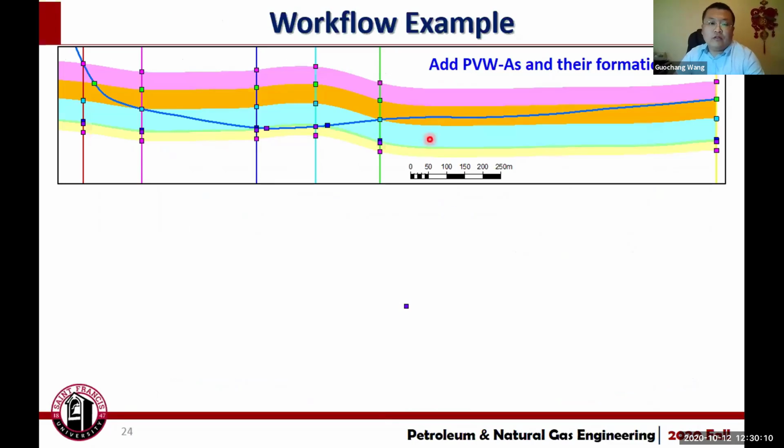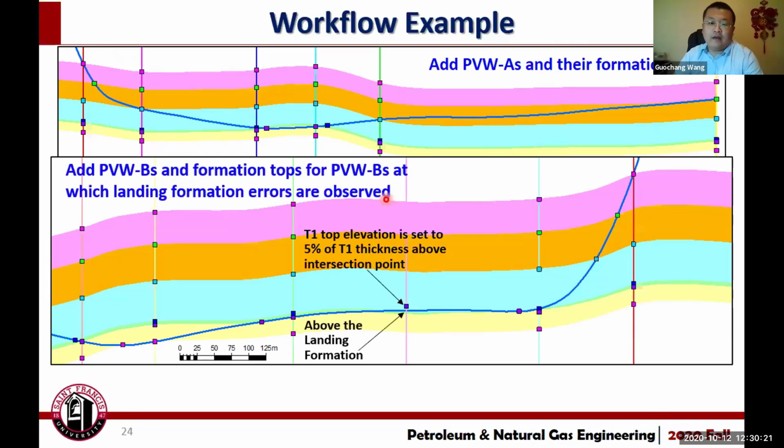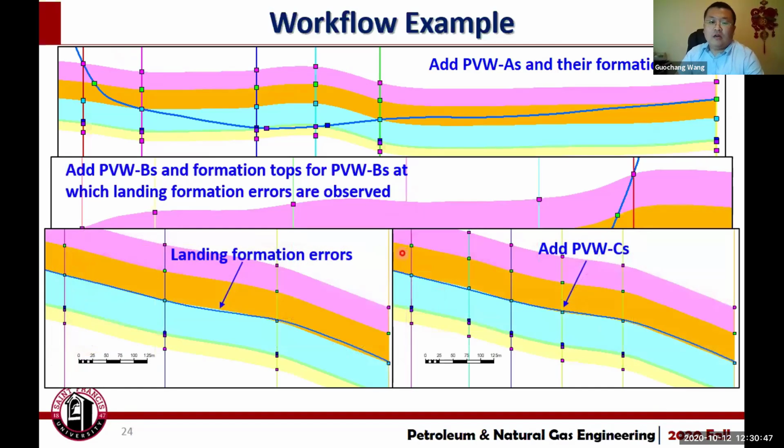So here is an example. You see for the shales we work on there. So first we add those pseudo-vertical well A, and then we rebuild the model. And then we compare the landing formations to the pseudo-vertical well B to see if there's any error there. For example, in this case, you find this landing formation for this part should be in the yellow zones. But now some of that goes into these blue zones. So we need to adjust this. So we add those formation tops for this pseudo-vertical well B. And later we check, okay, in our model, do we have any error there or not?